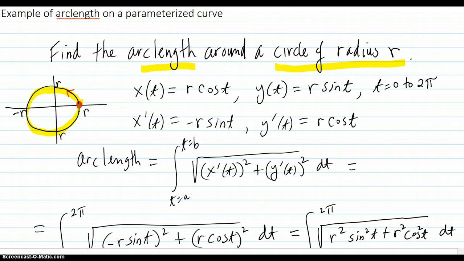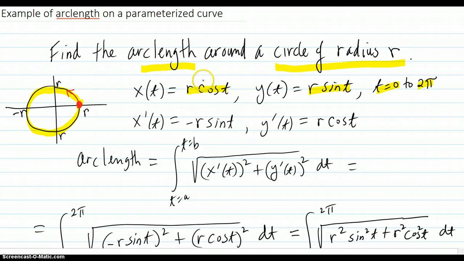So a parameterization of that circle will be x of t is r cosine t, y of t is r sine t, 0 to 2 pi is what the parameter clicks off. So let's just check it, make sure it really covers what it's supposed to cover.